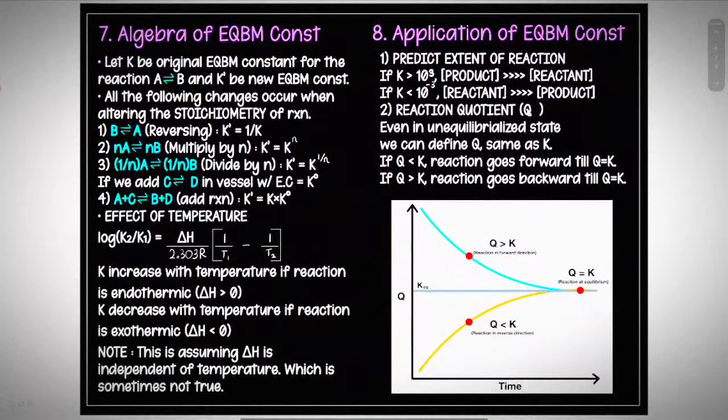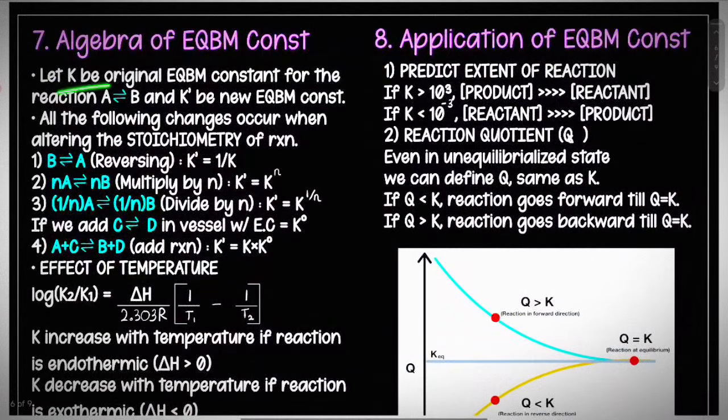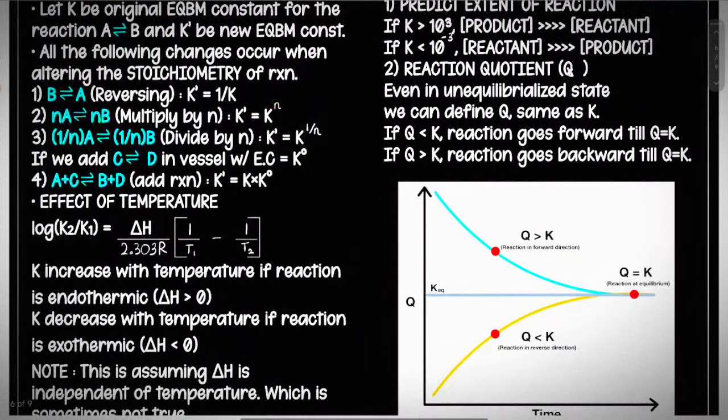Now let's look at the algebra of the equilibrium constant. How does the equilibrium constant change when we alter the stoichiometry of the reaction? For all of these cases, let K be the original equilibrium constant for the reaction A converts to B, and K dash be the new equilibrium constant. All the following changes occur when altering only the stoichiometry of the reaction. If I express this reaction in the opposite way, I reverse it, then the new equilibrium constant is the reciprocal of the original one. If I multiply by n on both sides, then the equilibrium constant gets raised to the power n. If I divide by n on both sides, it gets raised to the power 1 by n.